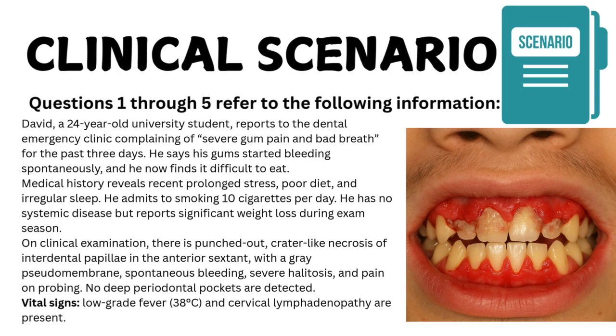On clinical examination, there is punched-out, crater-like necrosis of interdental papillae in the anterior sextant, with a gray pseudomembrane, spontaneous bleeding, severe halitosis, and pain on probing. No deep periodontal pockets are detected. Vital signs: low-grade fever, 38 degrees Celsius, and cervical lymphadenopathy are present.